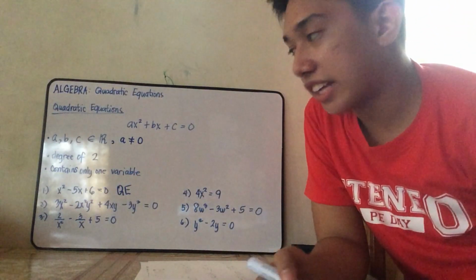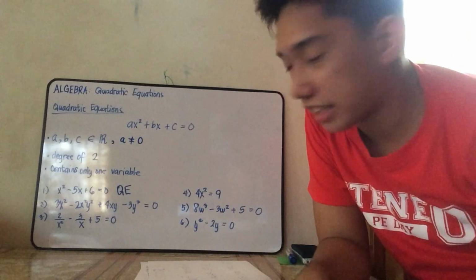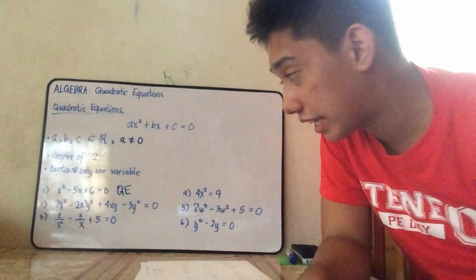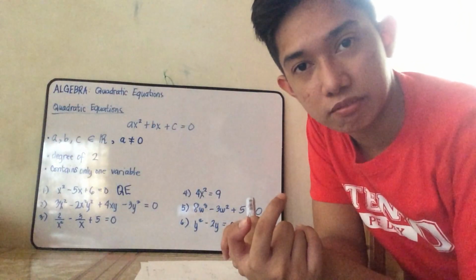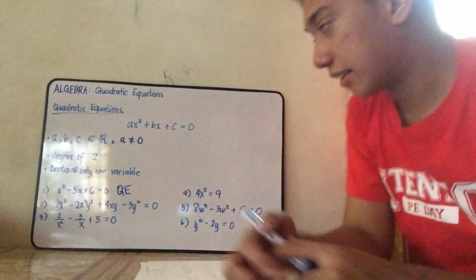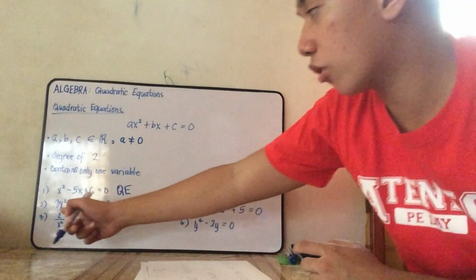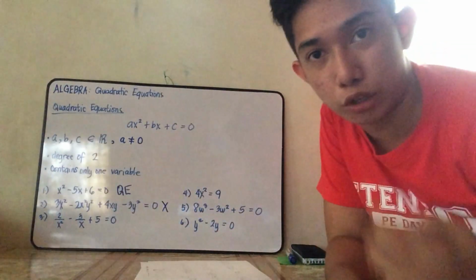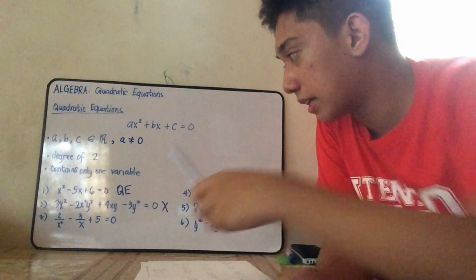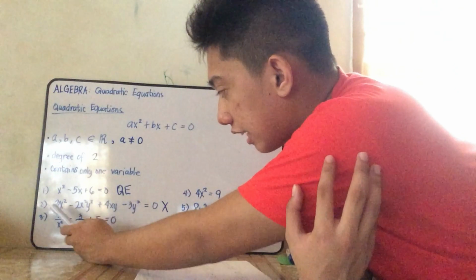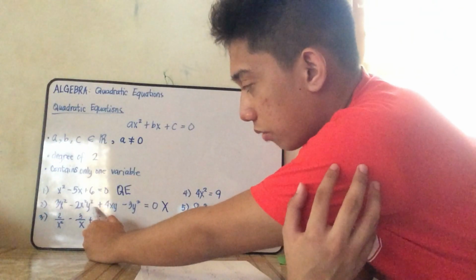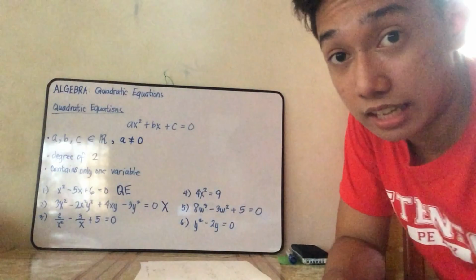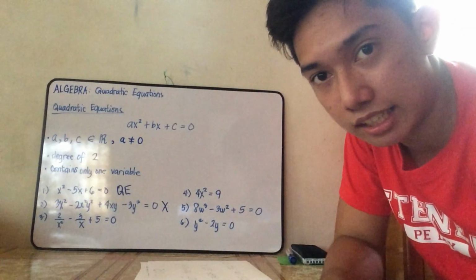Number 2. 3x squared minus 2y squared plus 4xy minus 3y squared is equal to 0. Is this a quadratic equation or not? Siyempre, hindi. This is not a quadratic equation. It's because meron tayong dalawang variables. Although degree of 2 yung nakikita natin na x, meron kasi y. Yun yung characteristics na bakit hindi siya quadratic equation.